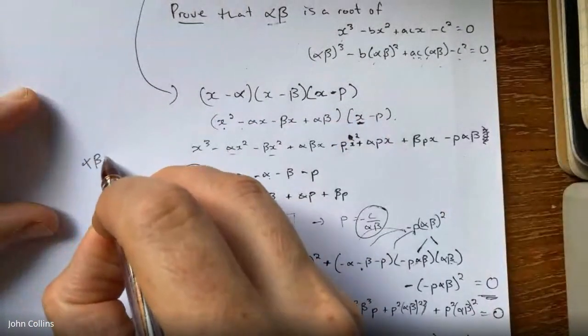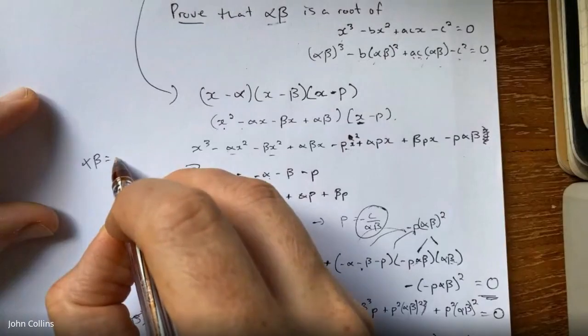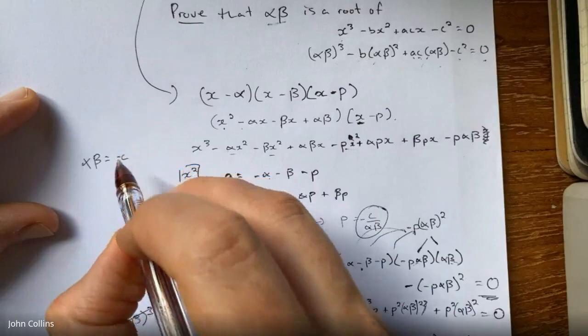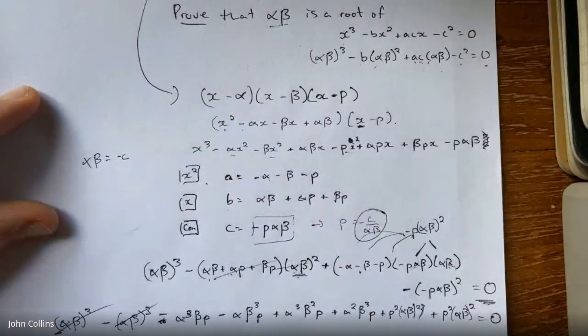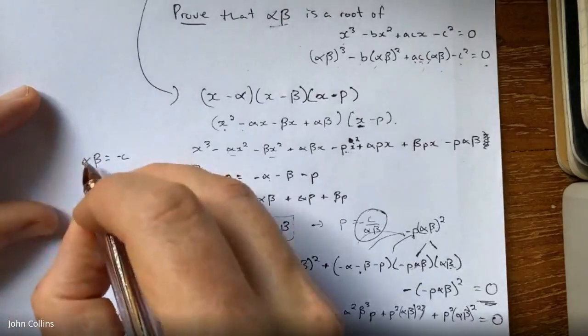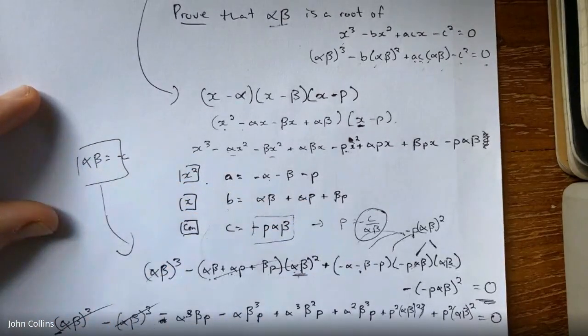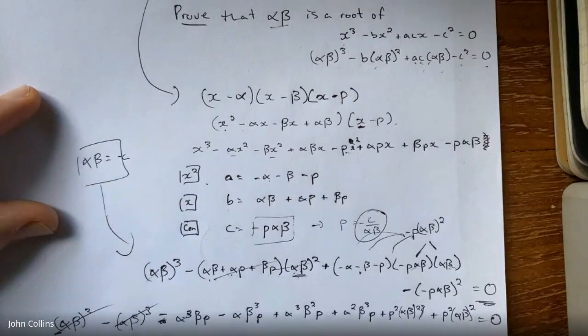Alpha times beta is equal to negative c, is it? Does it? Yeah, that's what I got. Yeah, alpha beta equals negative c. That would be another string to your bow. Perhaps you could substitute in there and get c in this thing.